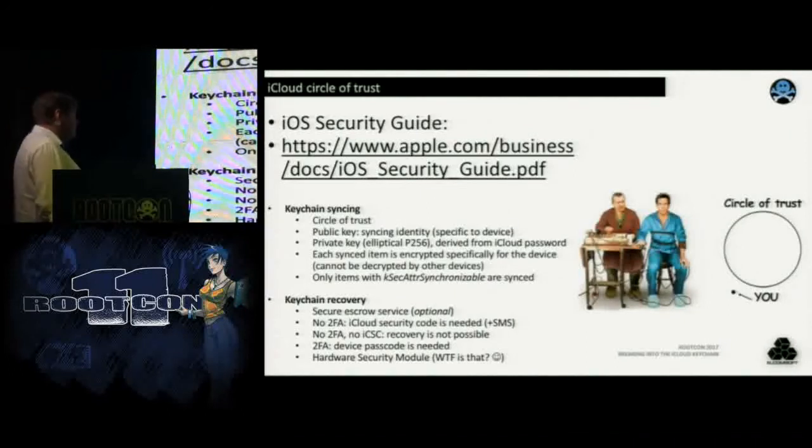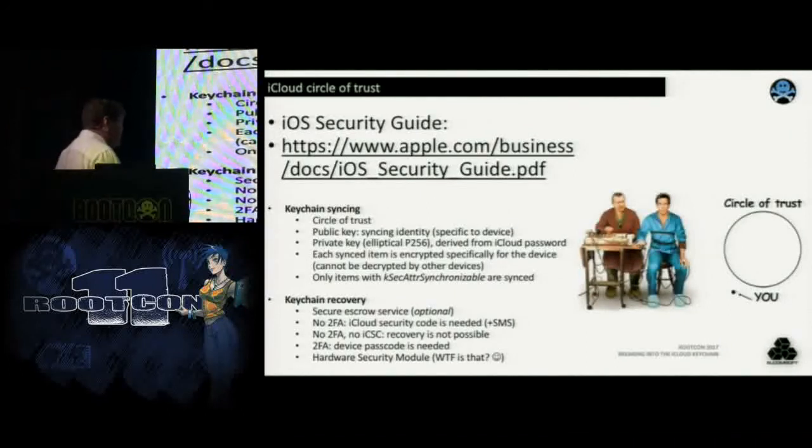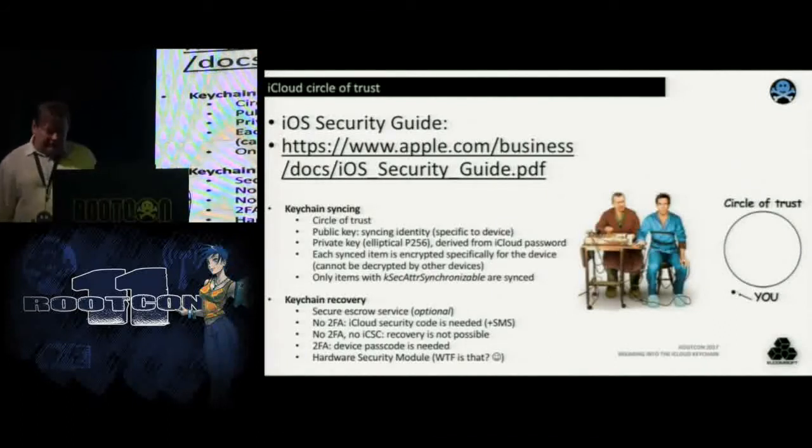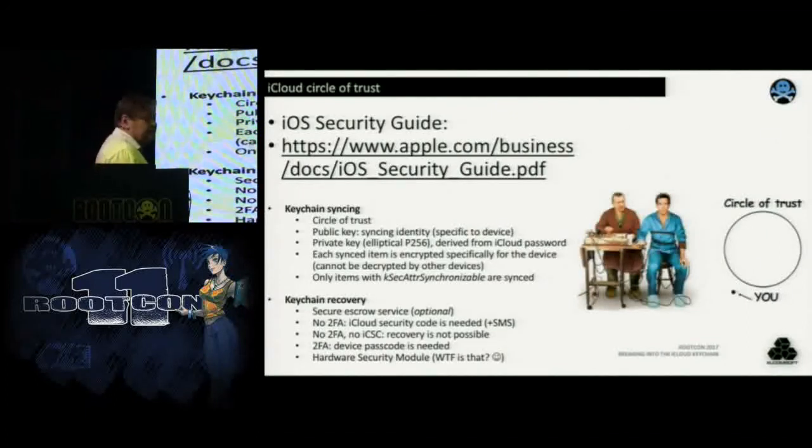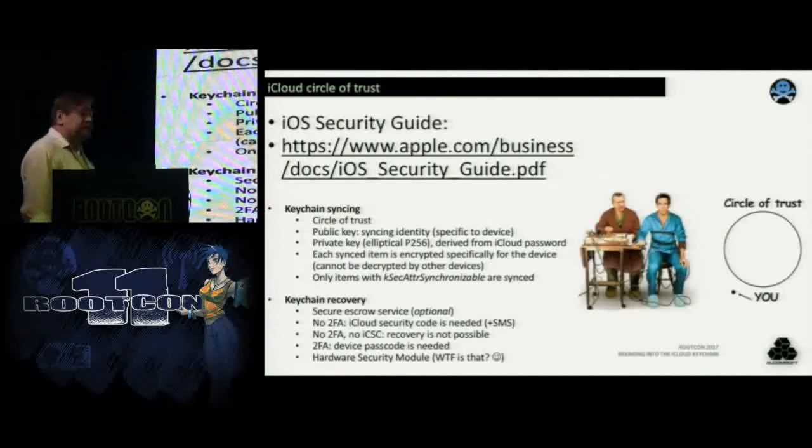Again, if there is no two-factor authentication enabled on the account, then to get your data back from the iCloud Keychain, you will need the iCloud security code, and if there is no iCloud security code and you lost access to all of your trusted devices, your data is gone forever. For two-factor authentication, it's simple. You only need to enter the passcode of one of the other devices.